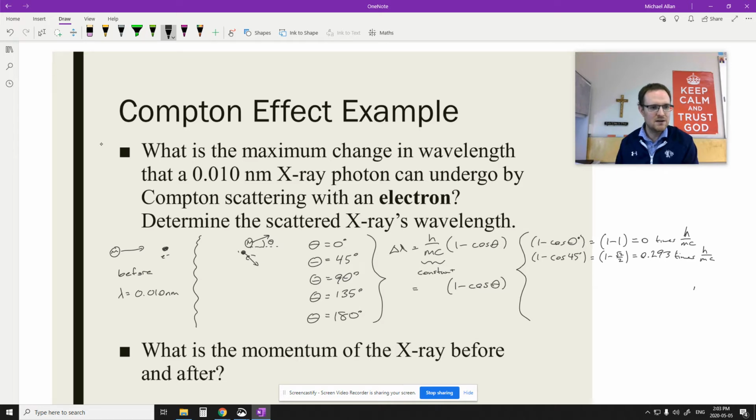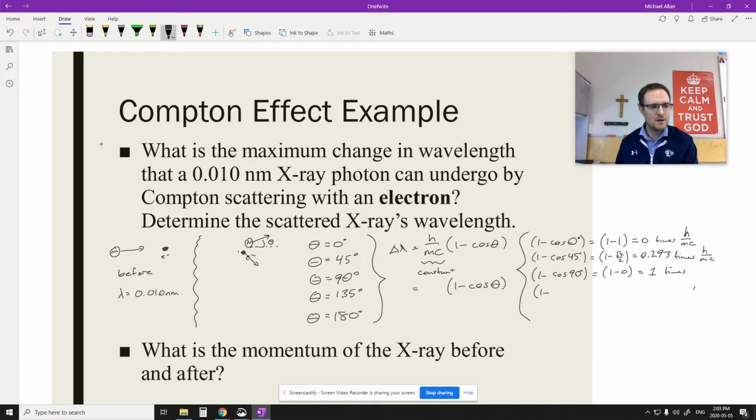It has a value. Now if I do 90 degrees, cos 90 degrees is 0. So a minus 0 means this ends up being 1 times h over mc. Okay, that's promising. It's not a fraction like the other ones or 0 like the other ones.